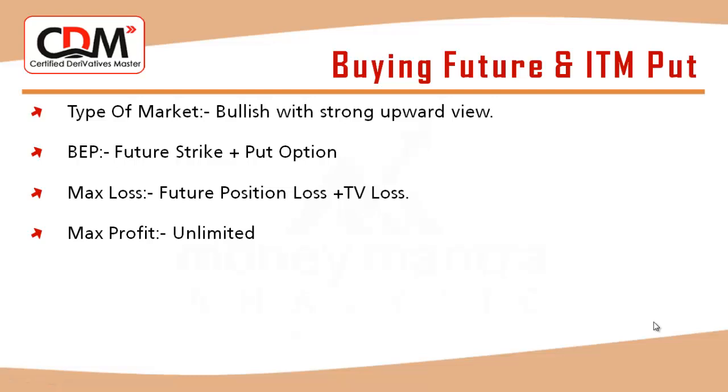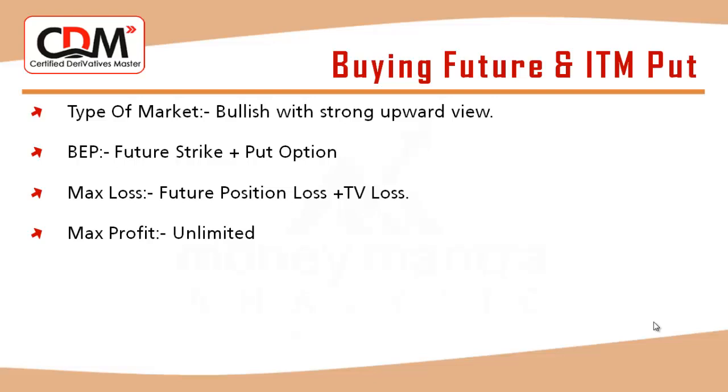The first is called buying future and ITM put option. Now understand when we are going to make this strategy. This strategy can be made when we think the market is strongly bullish with a very strong upward view. So what we are doing here is buying a future and at the same time buying an ITM put option. This is the classification for this strategy. The strategy point to keep in mind is that it can be applied when the market is strongly bullish with an upward view.